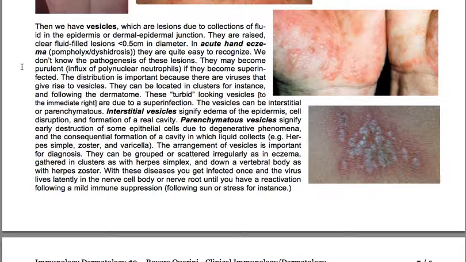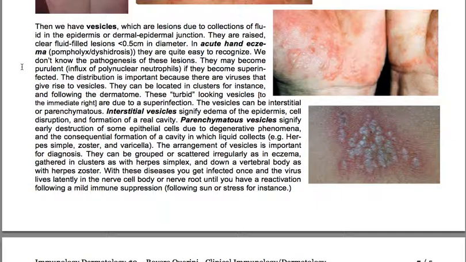The distribution is important because there are viruses that give rise to vesicles. They can be located in clusters, for instance, and following the dermatome. These turbid-looking vesicles are due to a superinfection. The vesicles can be interstitial or parenchymatous.